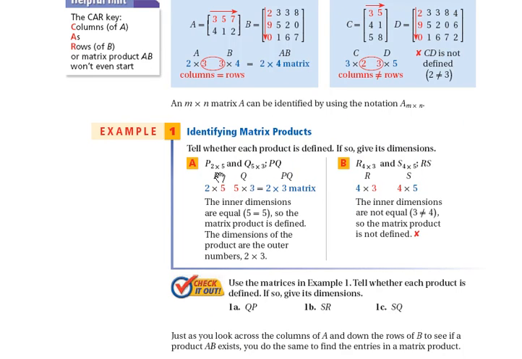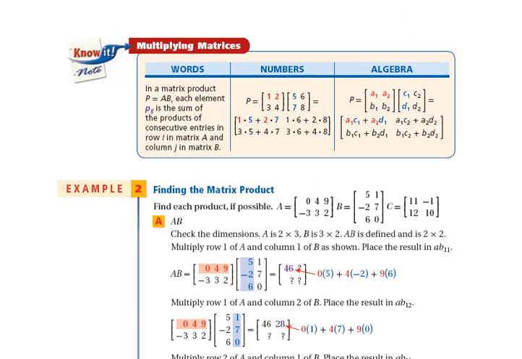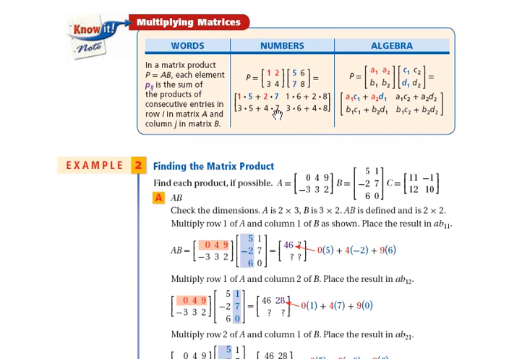For example, here in example A, you're looking at the columns and the rows, and if those two numbers are equal, then you can multiply them, and your resultant matrix would be a 2 by 3 matrix that you would get out. Over here, the columns of the first is not equal to the rows of the second, so you cannot multiply those two matrices. It is not defined.